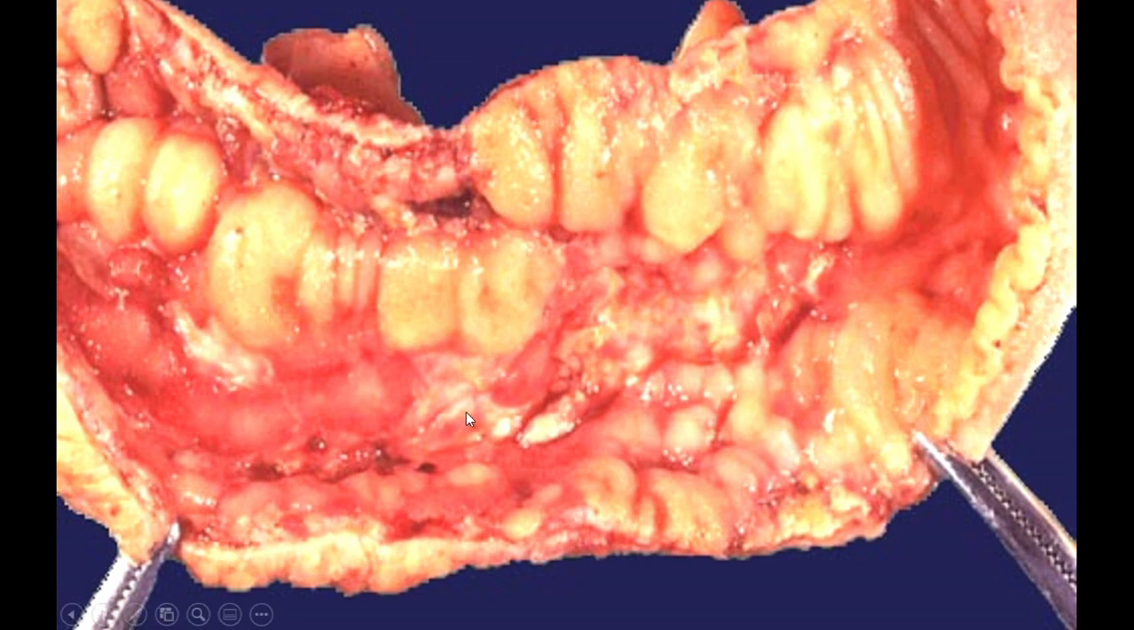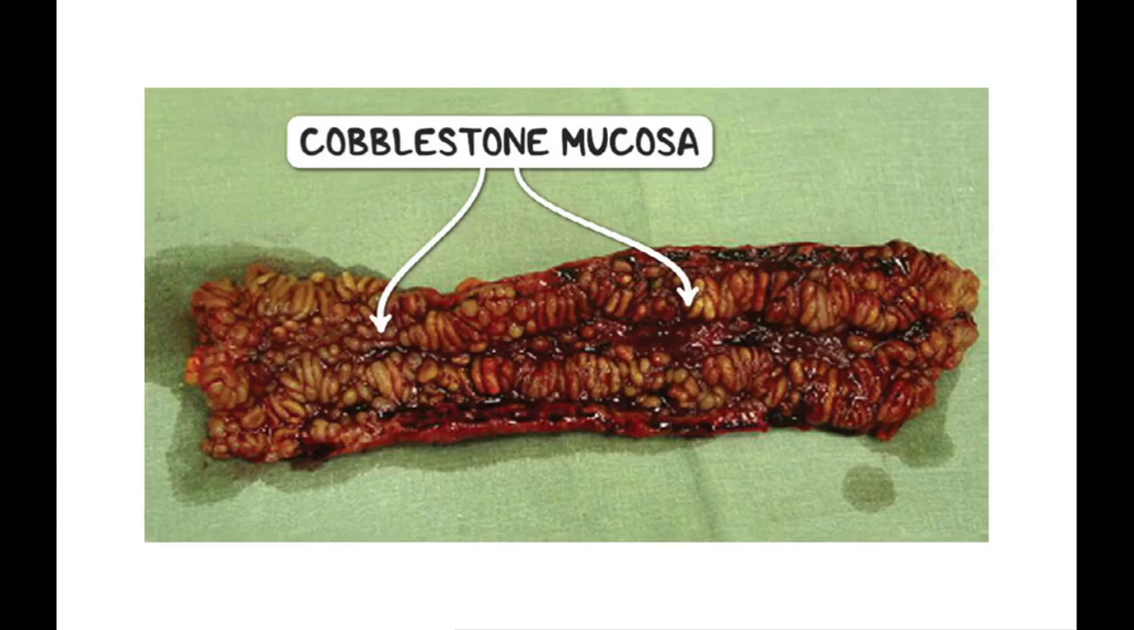Hyperemia is also seen, with narrowing of the lumen. Cobblestone appearance will also result in narrowing of the lumen. Diffuse cobblestone mucosa, or cobblestone pattern in the lining epithelium, is due to mucosal hyperplasia, lymphoid tissue hyperplasia, and transmural inflammation.